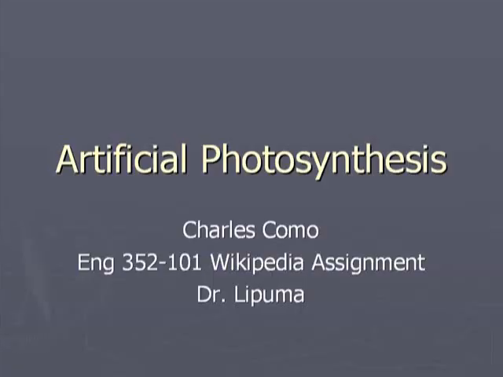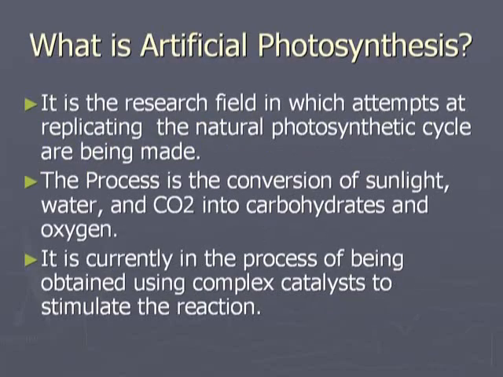I'm doing the Wikipedia project on artificial photosynthesis. Artificial photosynthesis is basically scientists' attempts at recreating the natural cycle of plant life, which was absorbing sunlight, water, and CO2, and producing carbohydrates and oxygen to provide energy. Now, what scientists are trying to do is, since they are unable to utilize the natural catalyst within the plant life, they're trying to create an external catalyst that can be applied and create the energy that's needed.